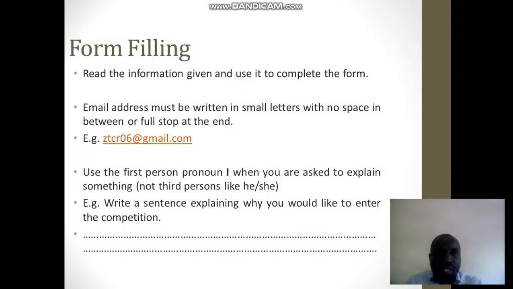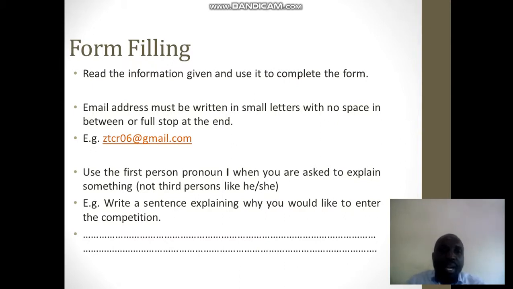So the first thing is when it comes to form filling, you must read the information that you are given and use the information to complete the form. Do not use your personal information, but use the information that you are given to complete the form.